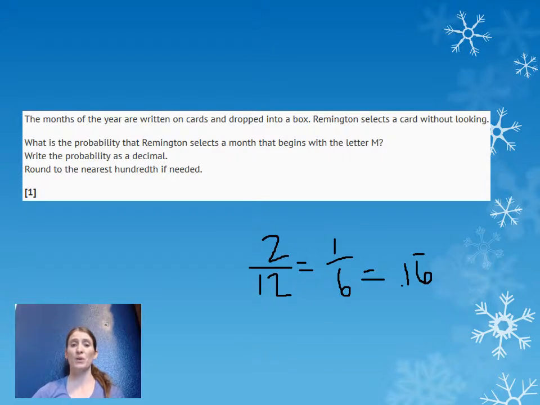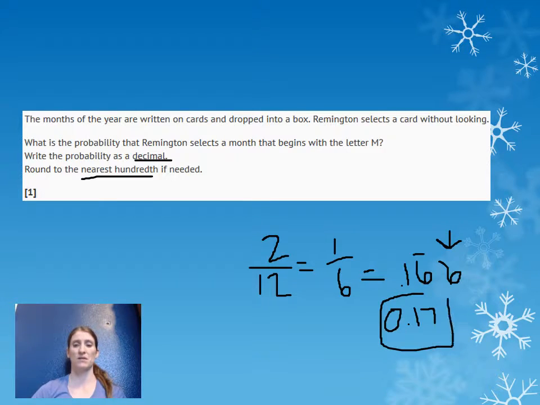Okay, so this right here says we want a decimal to the nearest hundredth. So because this is 6 forever, we can say that this is 5 or more, so it rounds the one in front of it to a 7. So this would be 0.17, and that is how you would answer on your assignment, rounded to the nearest hundredth.